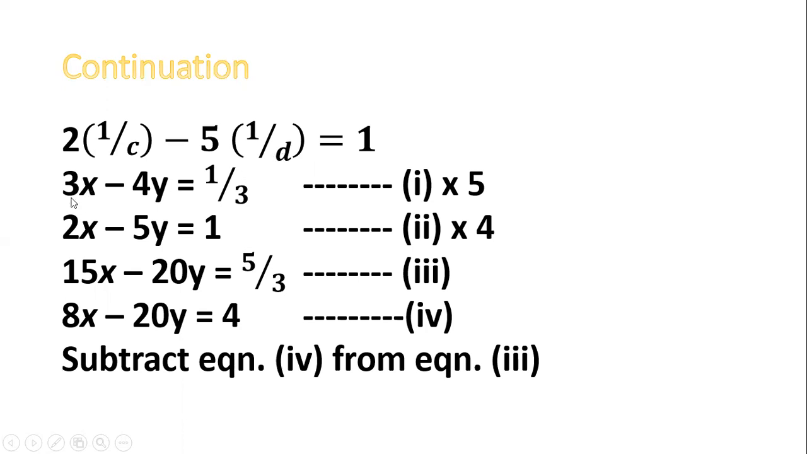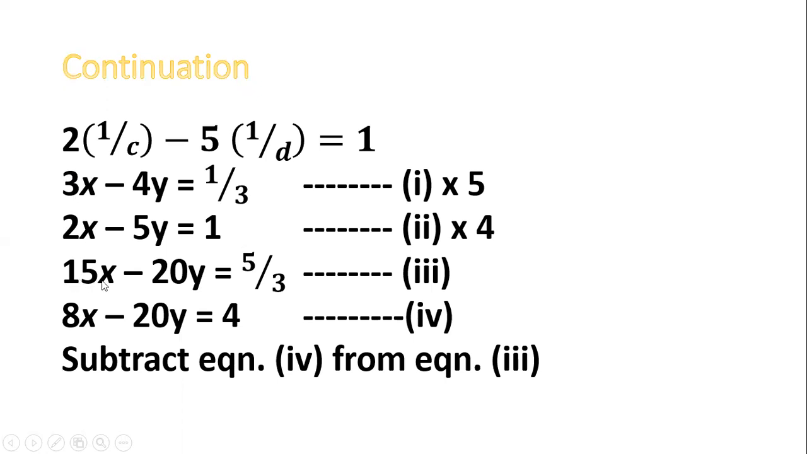That's what we are using to substitute it. So equation 1 will now give us 3x minus 4y equals 1 over 3. That's equation 1. Then 2x minus 5y equals 1. That's equation 2. Now to eliminate y, I multiply equation 1 by 5 and equation 2 by 4, so I can have the same coefficient.